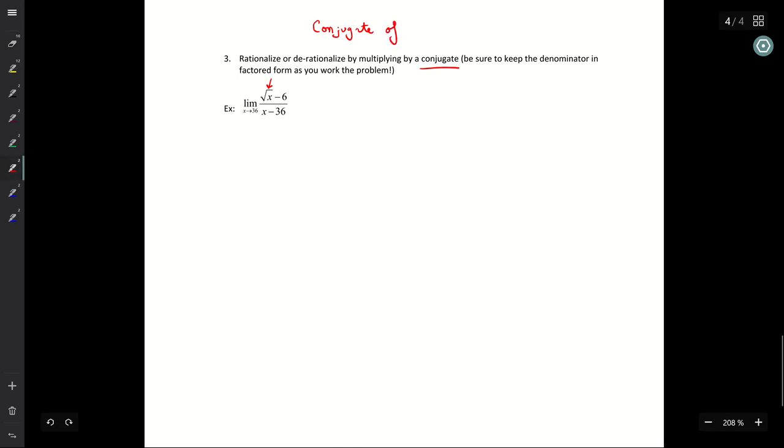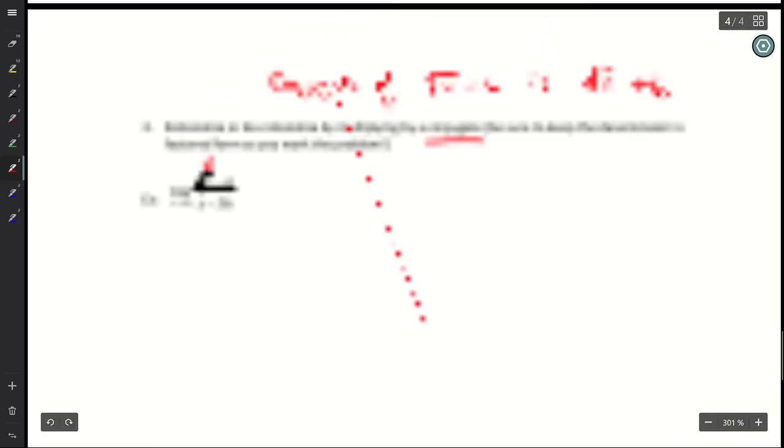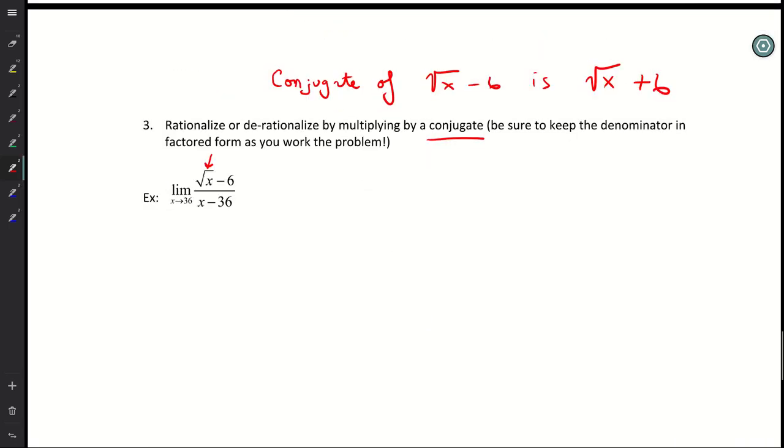All right, so the conjugate of square root of x minus 6 is square root of x plus 6. So what you do is you keep your root and your value the same, but then you change the sign in the middle to create a conjugate. So if you run across a problem like this, what you do is you multiply the top and bottom both by the conjugate of the root. So we would multiply top and bottom here by square root of x plus 6.